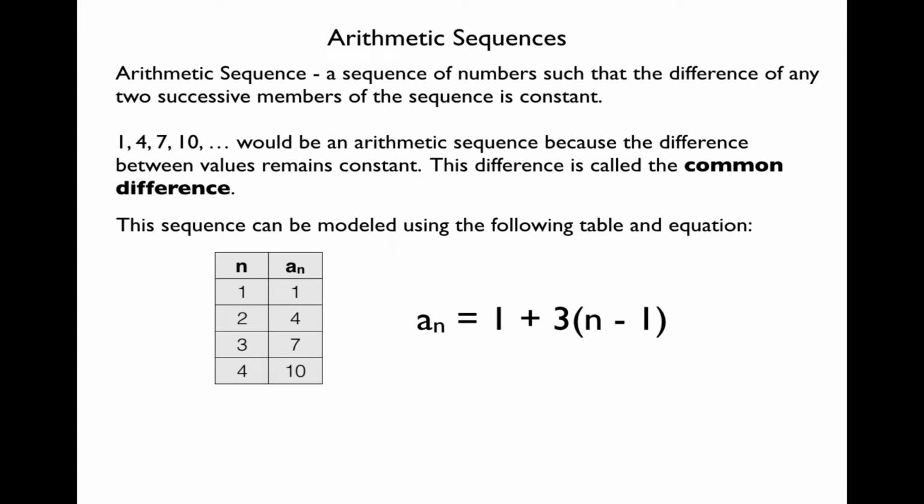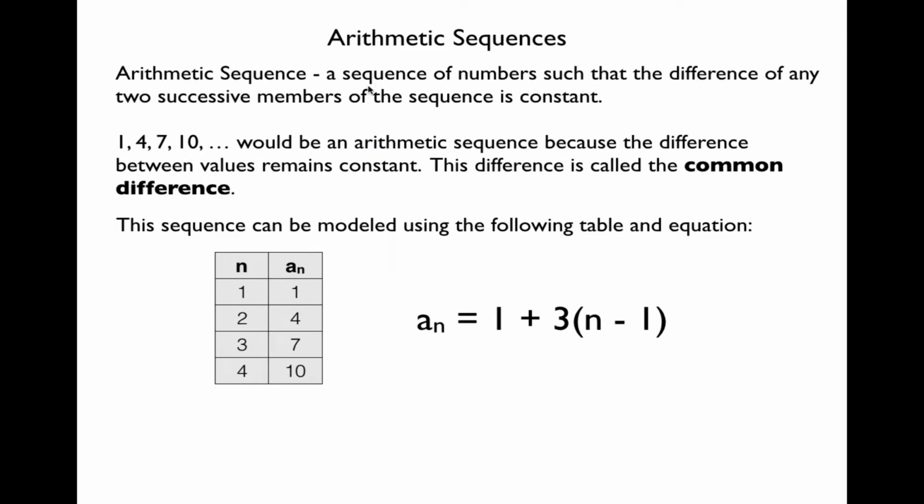So let's take a look at arithmetic sequences. So what is an arithmetic sequence? Well, it's a sequence of numbers such that the difference of any two successive members of the sequence is constant. Well, what does that mean? So let's take a look at this example. 1, 4, 7, and 10. What do you notice about that sequence of numbers? Well, you might have said that there's a difference of 3 between them. 1 plus 3 is 4. 4 plus 3 is 7, 7 plus 3 is 10, and so on and so on and so on.